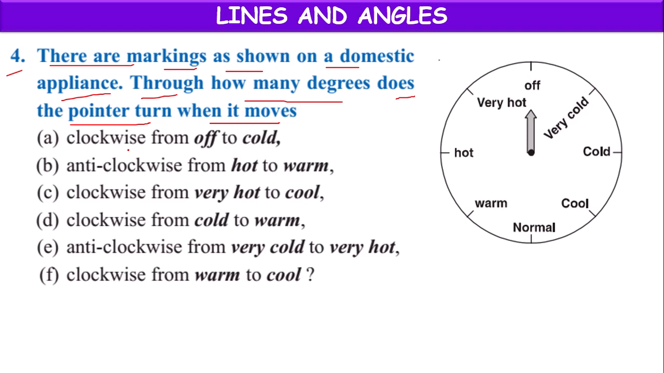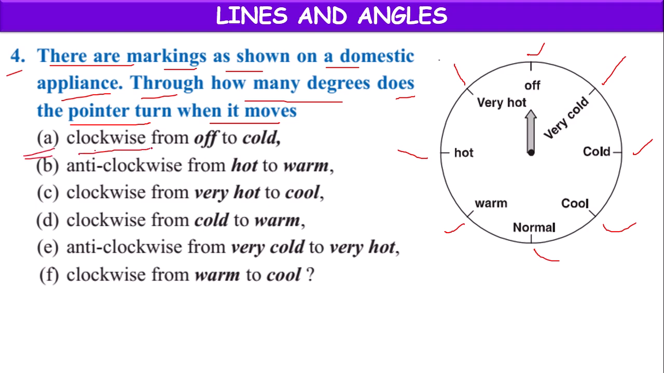So here they have given some markings. They have named them as off, very cold, cold, cool, normal, warm, hot, very hot. It's a situation describing the nature of any hot drink, and different conditions are there. Based on these markings, based on these turnings, we have to measure the angle.